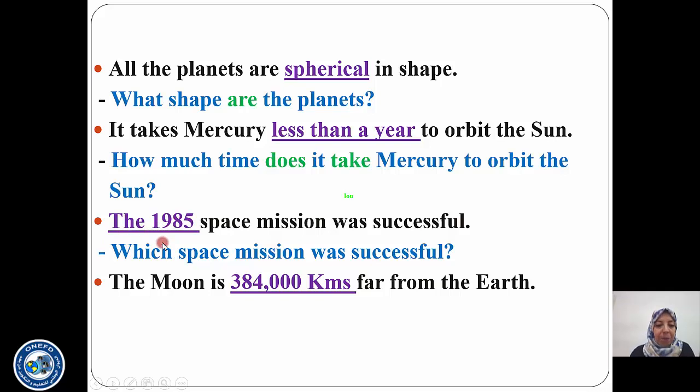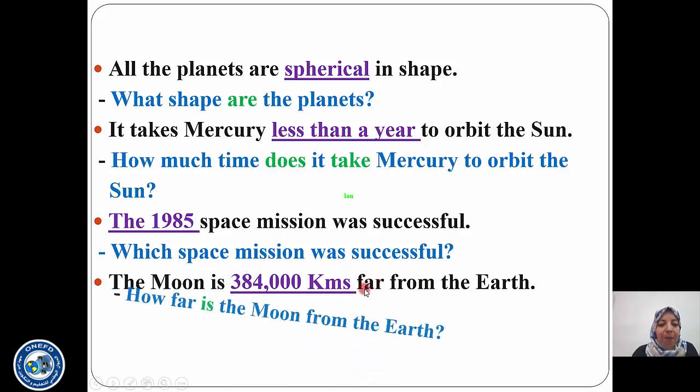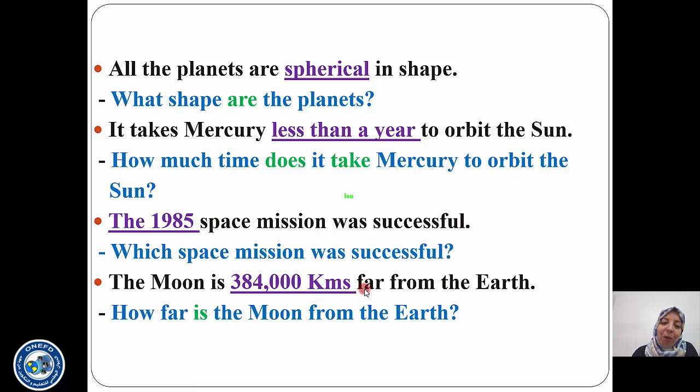All right. The moon is 384,000 kilometers far from the Earth. So we are looking for the distance here. Okay, we are looking for the distance between the moon and the Earth. So of course you could say, what is the distance between the moon and the Earth? And this is very correct. But there is a much better question, using the adjective far. Say, how far is the moon from the Earth? Okay?